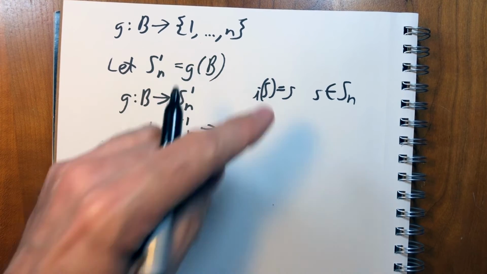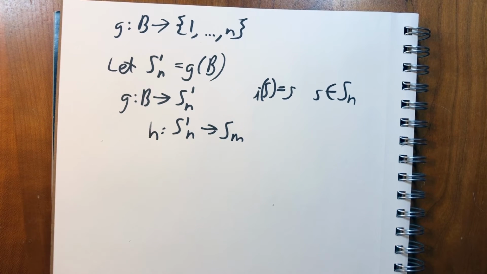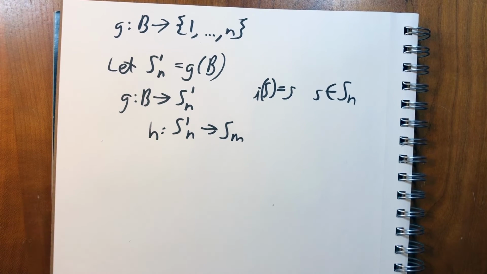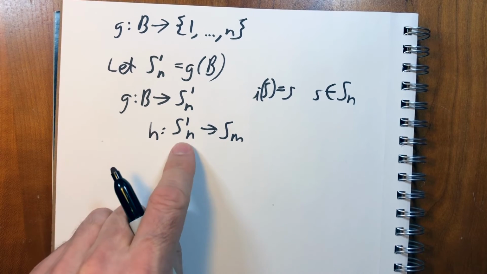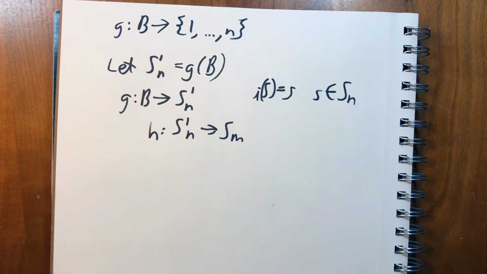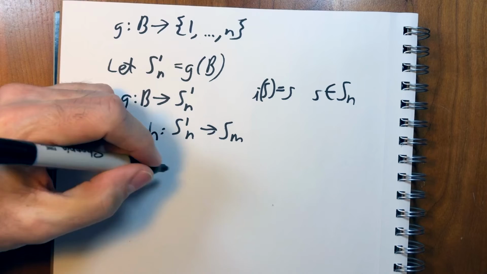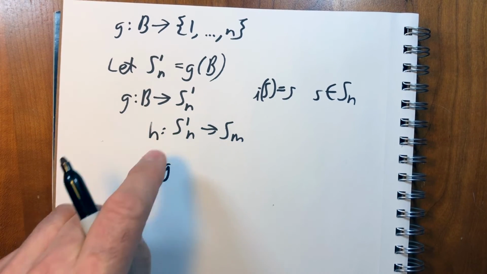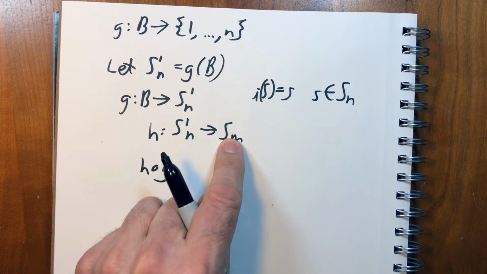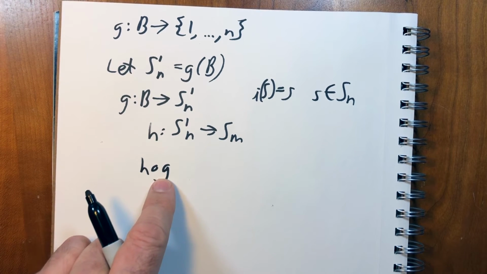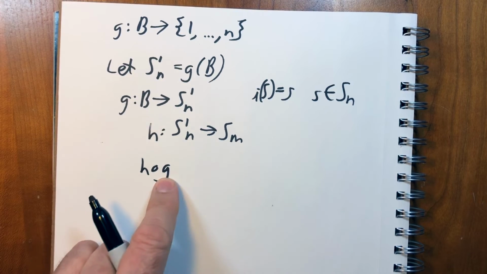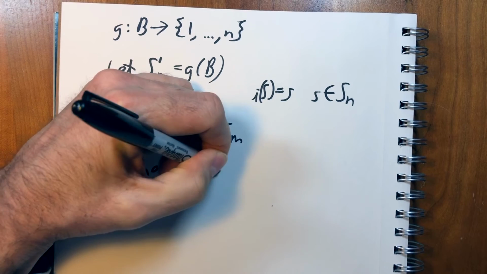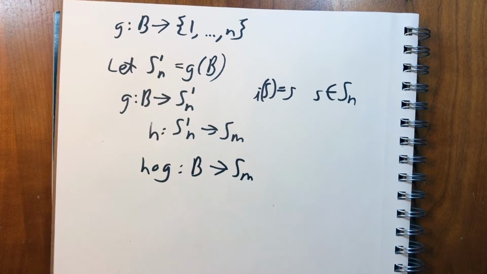It's not necessarily this one, but the fact that Sn prime is finite means that there is some section that has a bijective correspondence with Sn prime. So now we can make a composite of these two, H circle G. G goes from B to Sn prime, H goes from Sn prime to Sm. So these are both bijections, which means this is also a bijection from B to the section Sm.